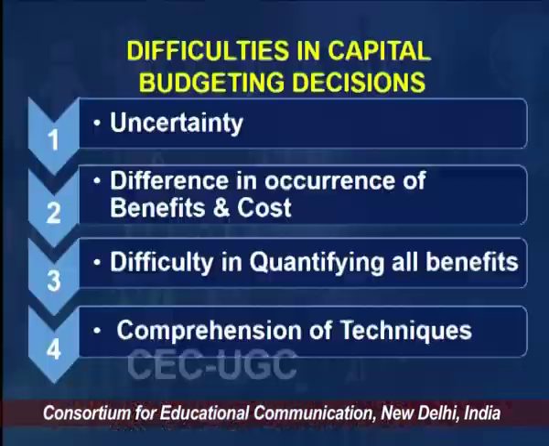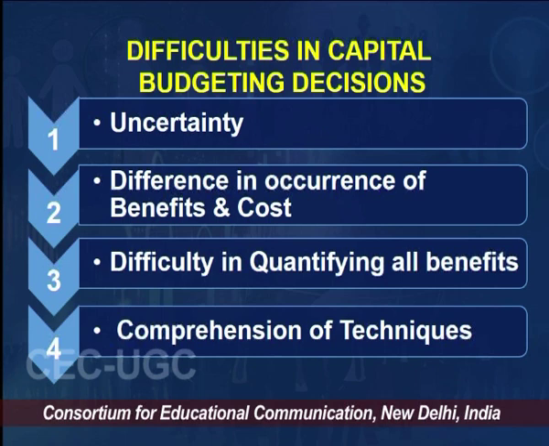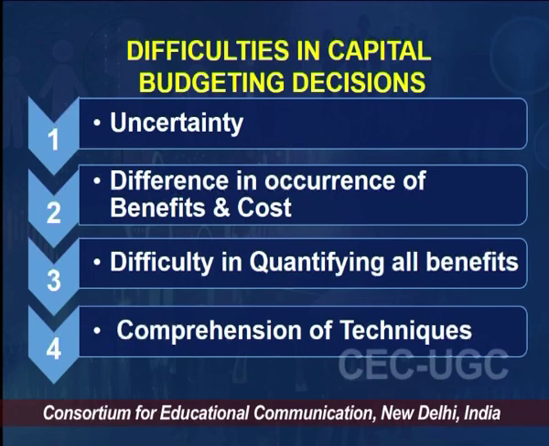Moving to difficulties, the last thing I want to discuss is difficulty in capital budgeting decisions. First of all, uncertainty. Second is difference in occurrence of benefit and cost. Third is difficulty in quantifying all benefits, and the fourth is comprehension of techniques. I will explain them for another 2 minutes now.